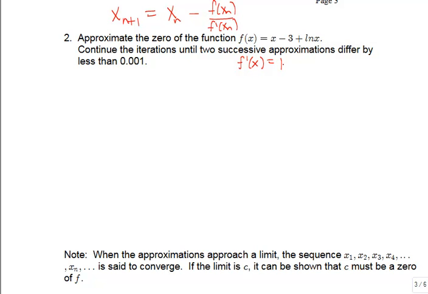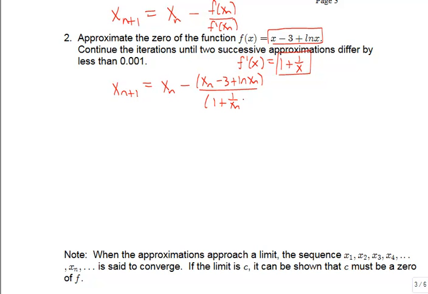Derivative of x is 1, derivative of minus 3 goes to 0, plus the derivative of ln of x, and that just goes to 1 over x. So our formula is going to become x sub n plus 1 equals x sub n minus our function, all of this with x sub n plugged in, and then on the bottom, our derivative, which is this, with x sub n plugged in. Okay, so that's essentially what we're going to be using.